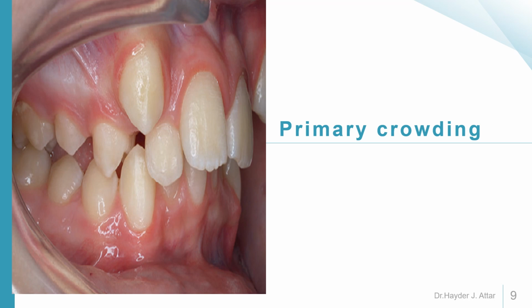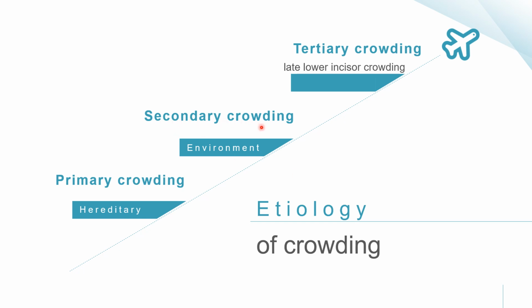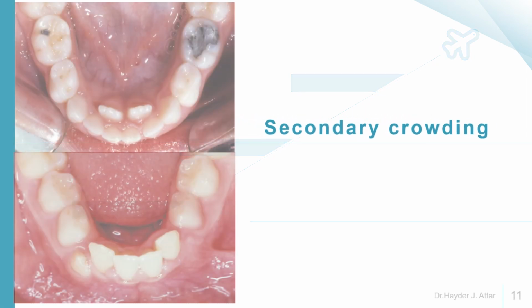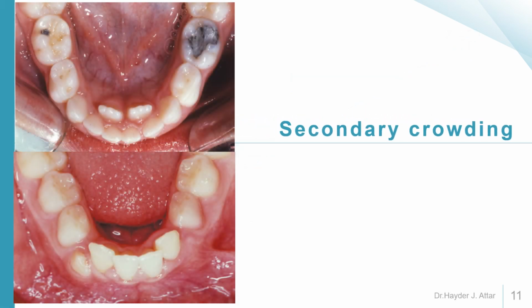The second type is the secondary crowding or environmental crowding. In secondary crowding, there is a local factor that causes the generalized or localized crowding. One of these local factors is either the retained primary teeth, in this case causing lingual position of the permanent incisors and localized crowding in the anterior area, or, in the opposite, the early loss of the primary canine, which in this case causes crowding in the anterior teeth. This crowding in the anterior teeth is due to the local factor that causes secondary crowding. That means the crowding is secondary to a local factor.